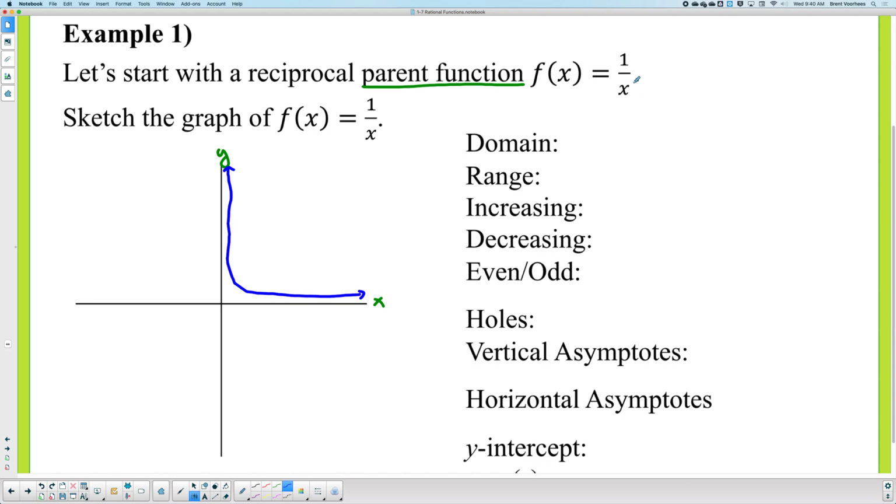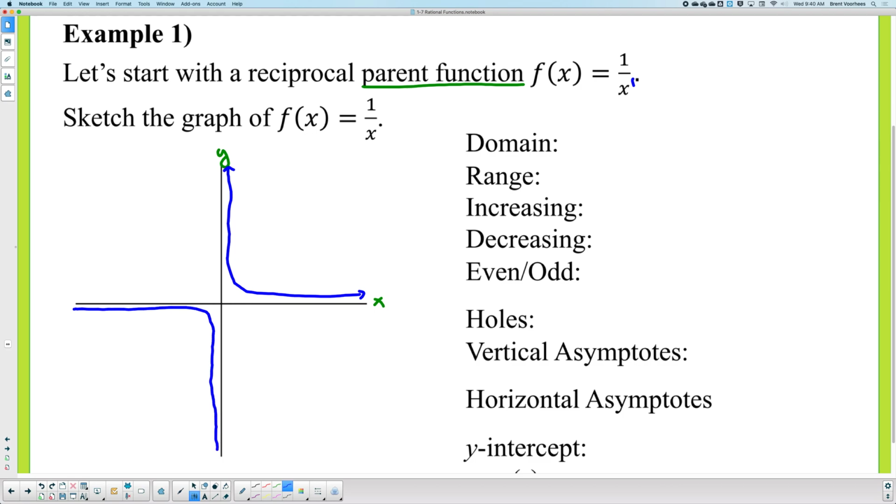And because of this x power, what's the power of my denominator here? It doesn't show me a number. It's a 1. That's an odd power. Because it's odd, the other piece would reflect across the origin.